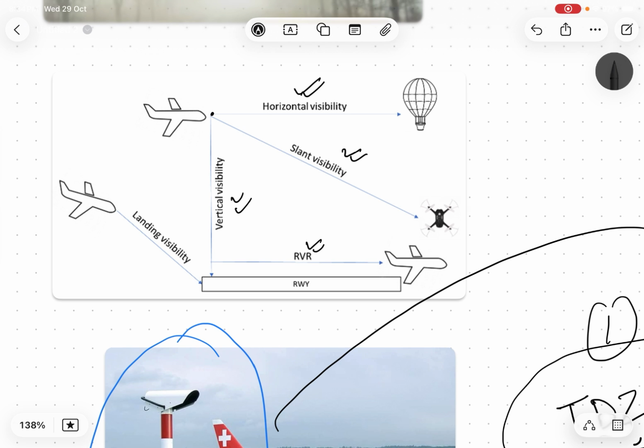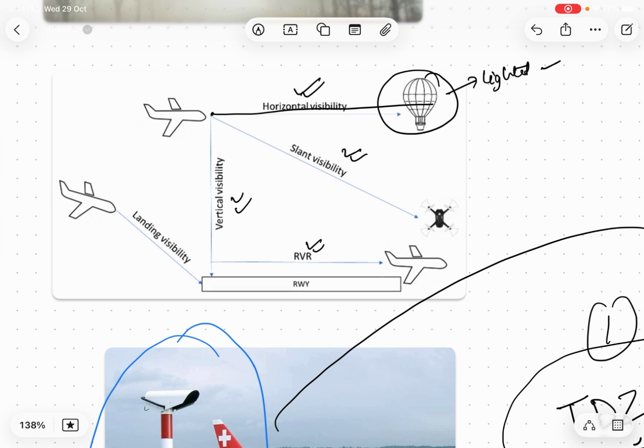So from here, if I am looking and there is a dark colored object here that I can see, how far I can see it, that will give me my visibility during the day, and this object would be lighted during the night to check the visibility, and how far can I see the lighted object will represent my visibility.